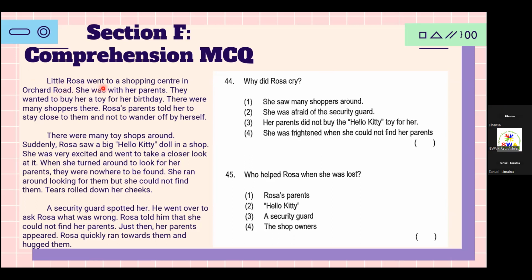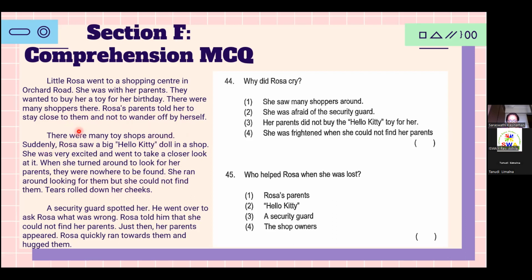Little Rosa went to a shopping center. Little Rosa was in Orchard Road. She was with her parents. They wanted to buy her a toy for her birthday. There were many shops there. Rosa's parents told her to stay close to them and not to wander off by herself. There were many toy shops all around.